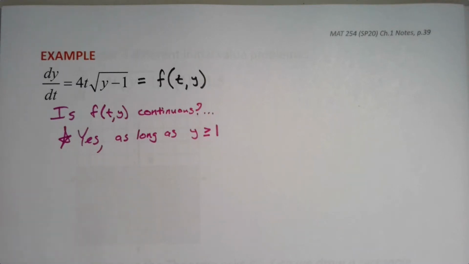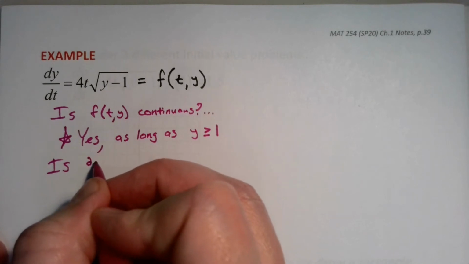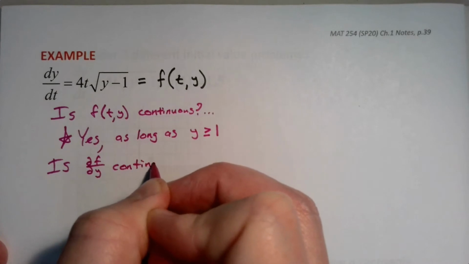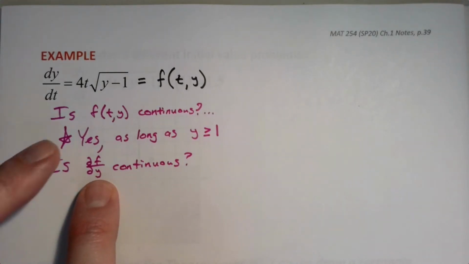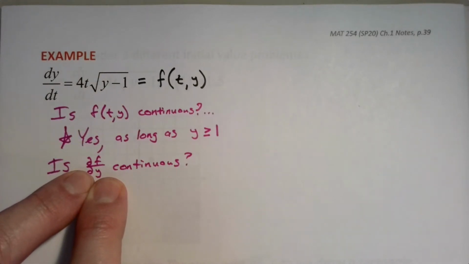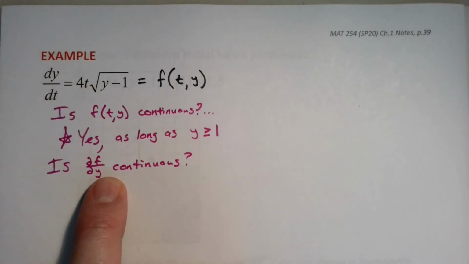So it also asks another important question, is the partial derivative of f with respect to y continuous? And for those of you who may be a little rusty on partial derivatives, all the partial derivative is saying, in this case, take the derivative of this thing, but pretend like anything that's not y is a constant, right? So you see that 4 times t, just treat t like it's a constant. So the partial derivative holds all other variables constant.